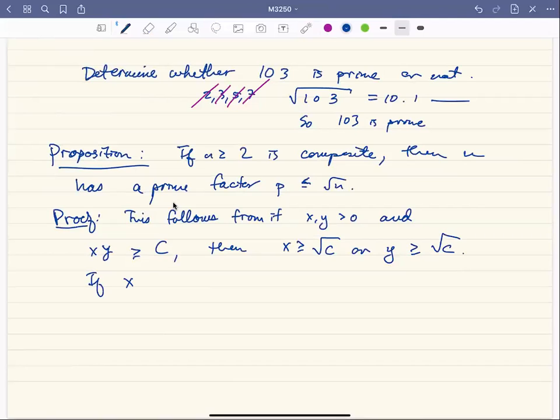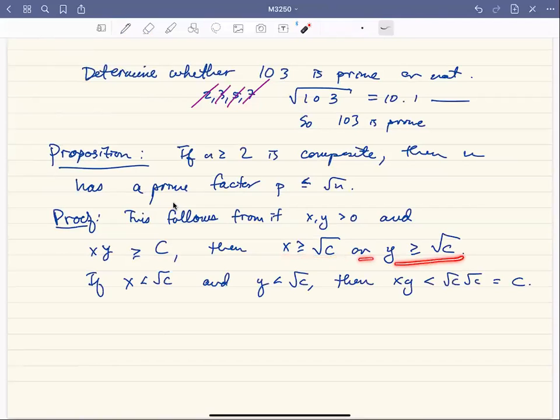If x is less than the square root of c and y is less than the square root of c, then x times y is less than the square root of c times the square root of c, which is c. I'm sorry, this is not a proof by contradiction, this is the contrapositive. Contradiction can also work, but the version I just said was the contrapositive. So if x is less than the square root of c and y is less than the square root of c, then xy is less than c. So that proves the statement.